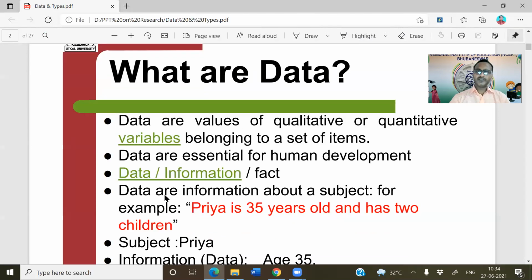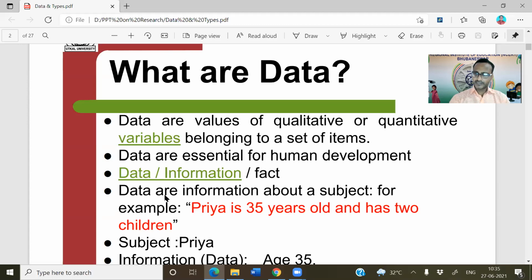So let us begin with, what is data? As I told you, data can be qualitative or can be quantitative. But primarily, data are values of qualitative or quantitative variables belonging to a set of items. When I say data are, data is a plural term and the singular form of data is datum.